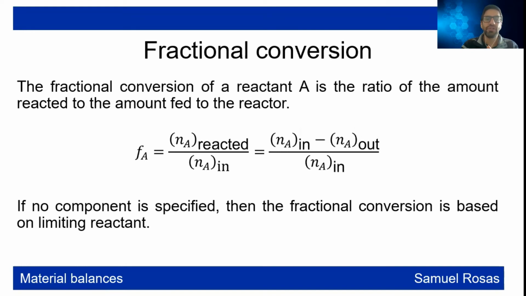The fractional conversion is, for some reactant, the ratio of the amount reacted over the amount fed into the reactor. The reactions do not go to 100%. They don't go to completion, but sometimes a certain amount of the reactants does not react. So if no component is specified, then the fractional conversion is based on the limiting reactant, and it's just the amount of moles reacted over the amount of moles fed. And the amount of moles reacted is the amount of moles that you input minus the amount that is going to go out.